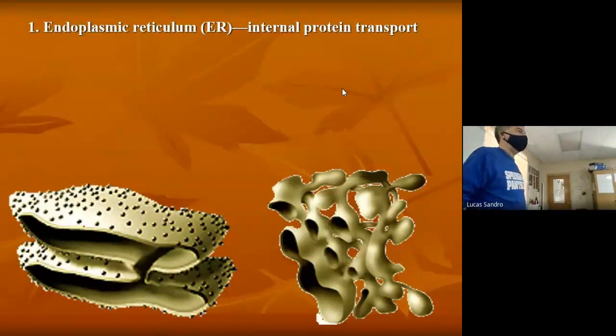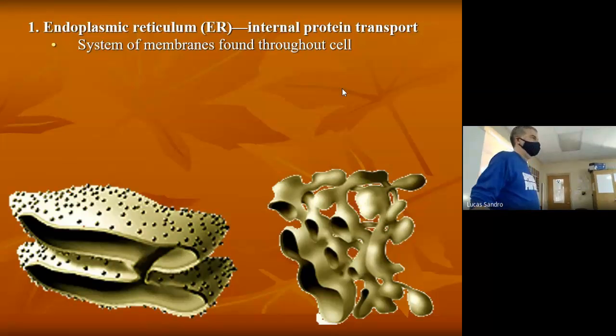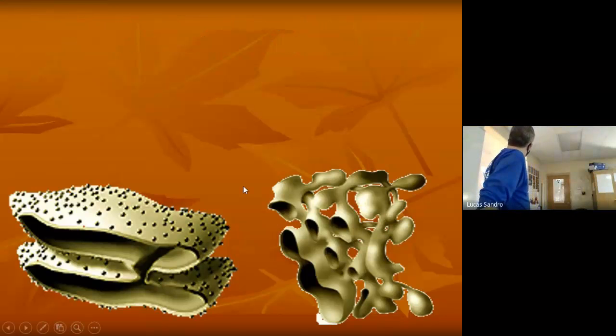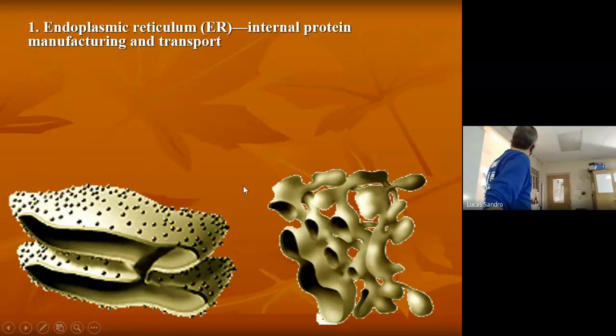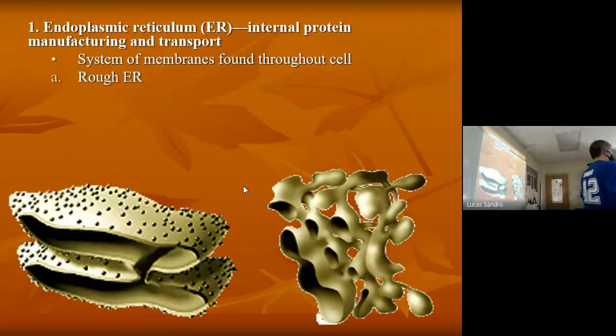Okay. Starting with the endoplasmic reticulum. This is a kind of interlocking system of membranes that can run all throughout the cell. Let's say protein manufacturing and transport. This membrane has two flavors. The rough endoplasmic reticulum, which is rough in appearance. That's why they named it that, because you can see it under the microscope and notice that it's kind of dotted.